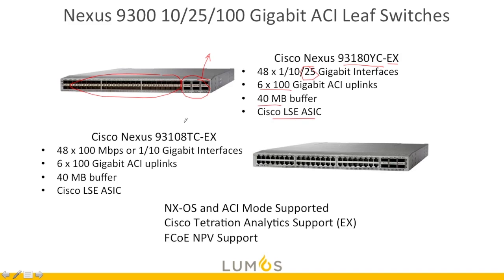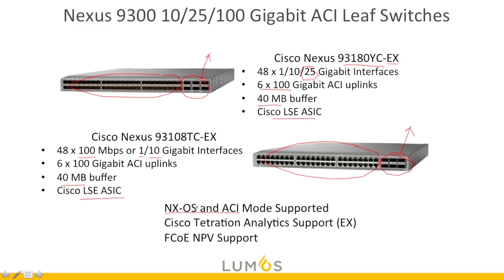We also have the 93108TC-EX. So this provides us, again, with 6 100 gig interfaces going northbound up to our spines. 48 copper-based 10 gig BASE-T ports, which can operate at 100 megabits per second or 1 or 10 gigabit. So there's currently not a 25 gig over copper, at least not yet. And even if there were, I don't know that this switch could be upgraded to that. That's a good question. I'll have to find that out. So we've got 40 megabytes of buffer, and again, it's based on the new Cisco ACI ASIC.